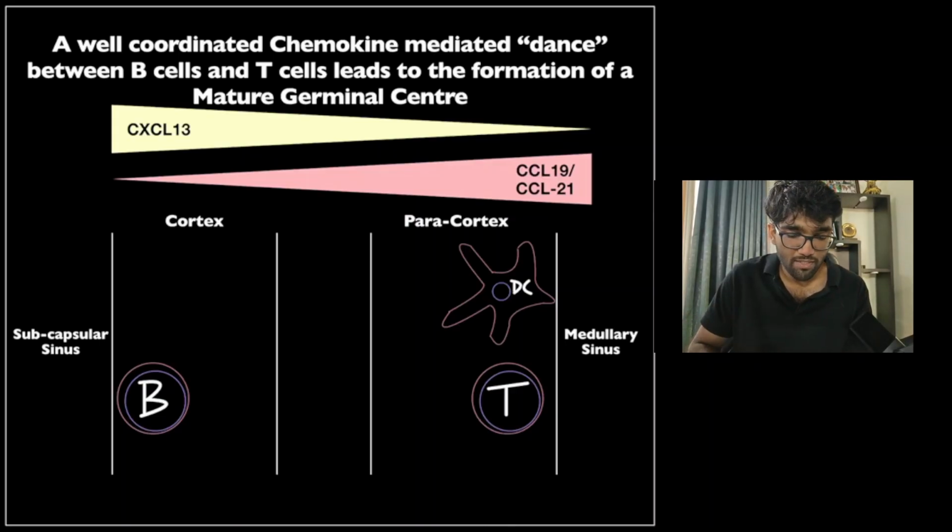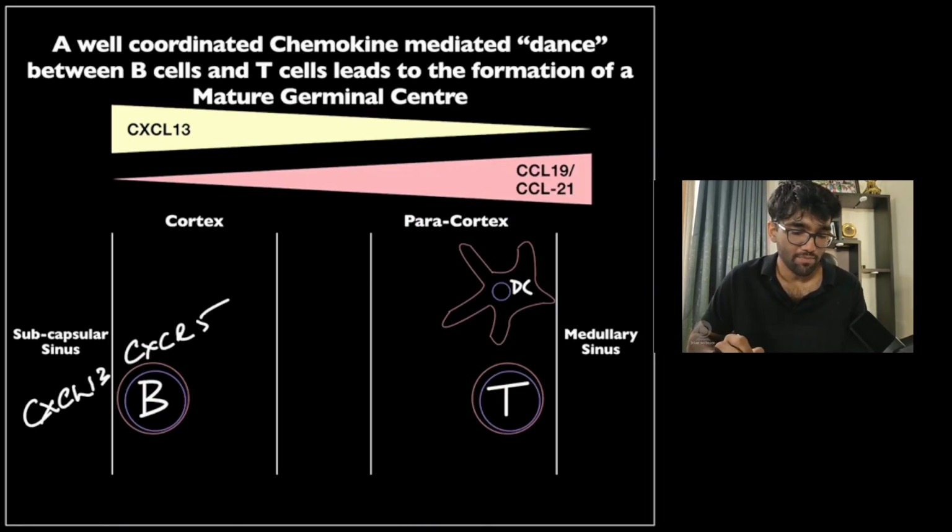So under normal circumstances, because the subcapsular sinus contains your marginal FRCs and they express CXCL13, your B cells, which are CXCR5 positive, are attracted towards it and keep sitting there. Now, the medullary sinus and the paracortex contain your T-zone FRCs and medullary FRCs, so they express CCL19 and 21 and attract T cells which express CCR7. So that is why this is the initial orientation that we have.